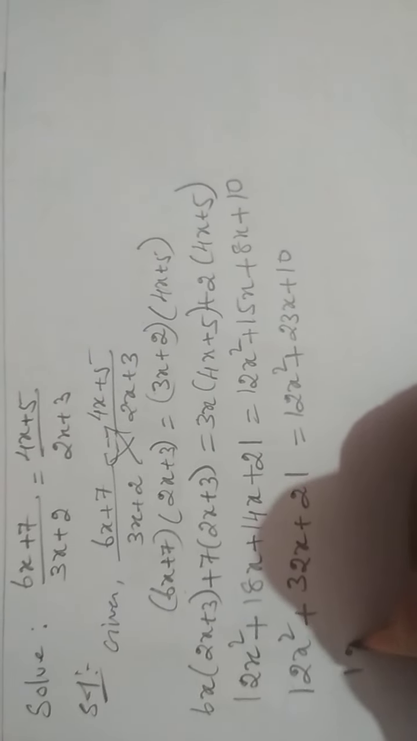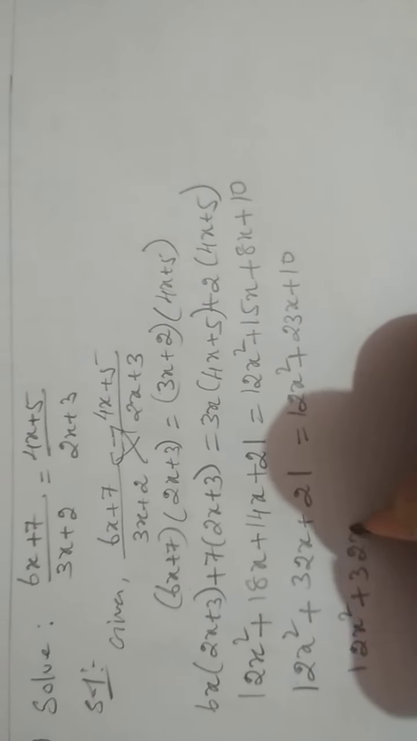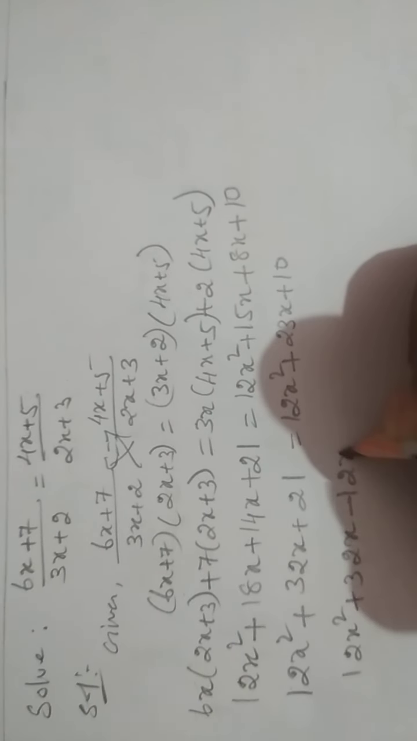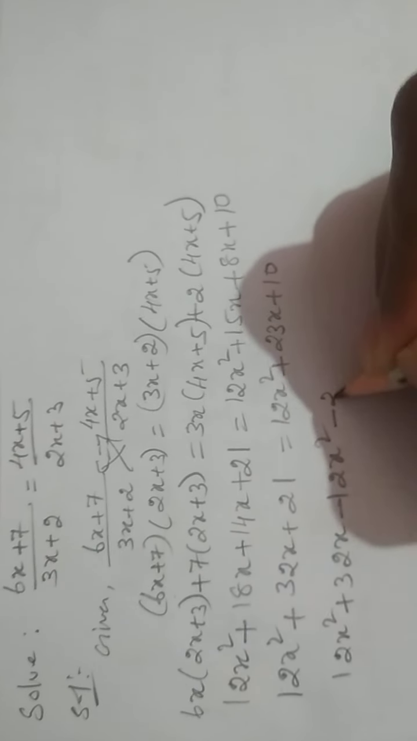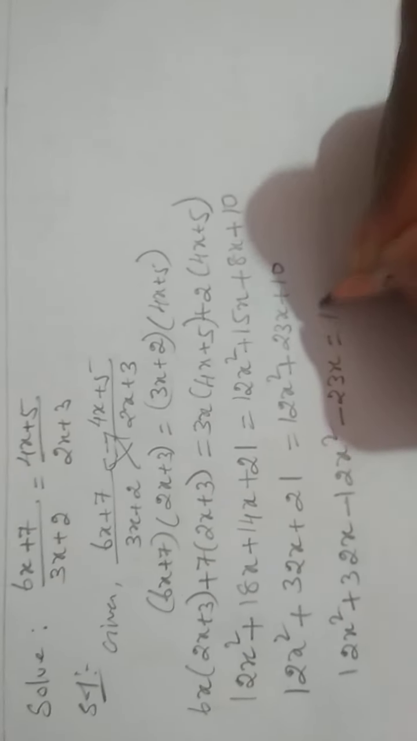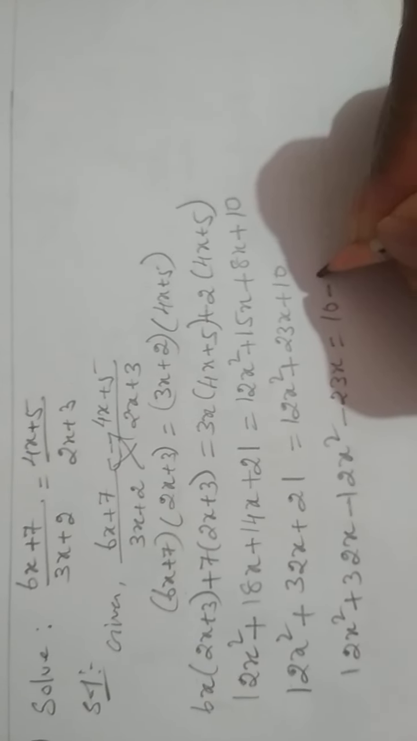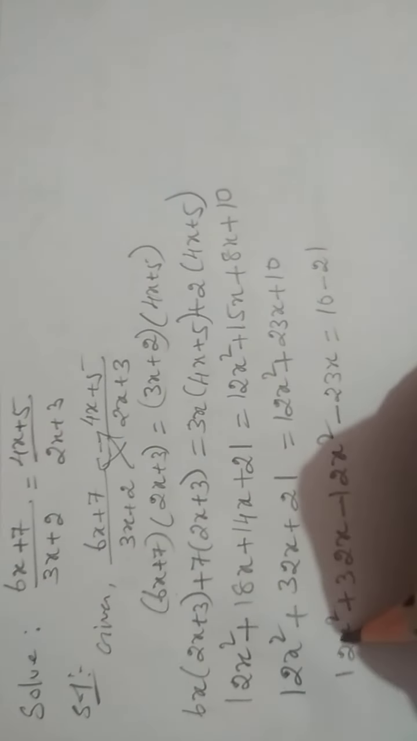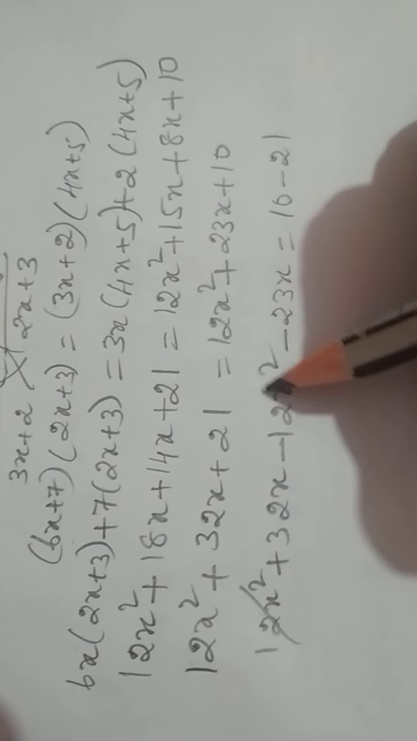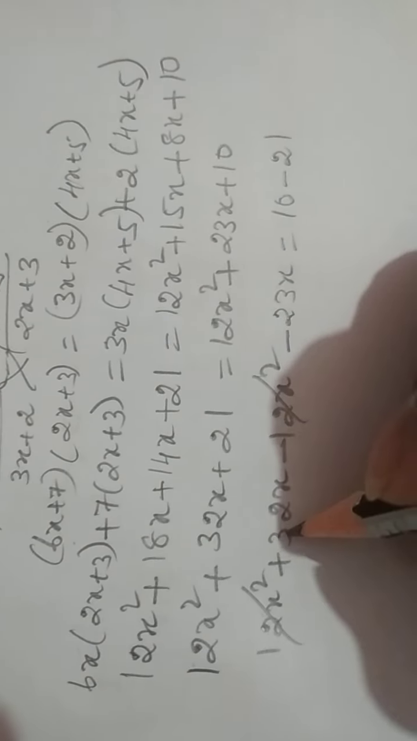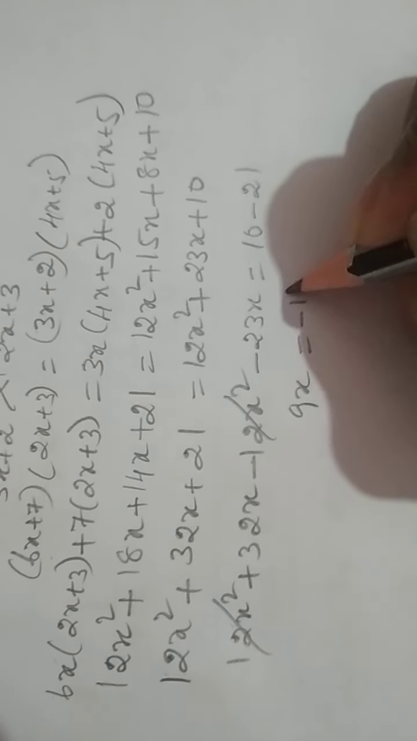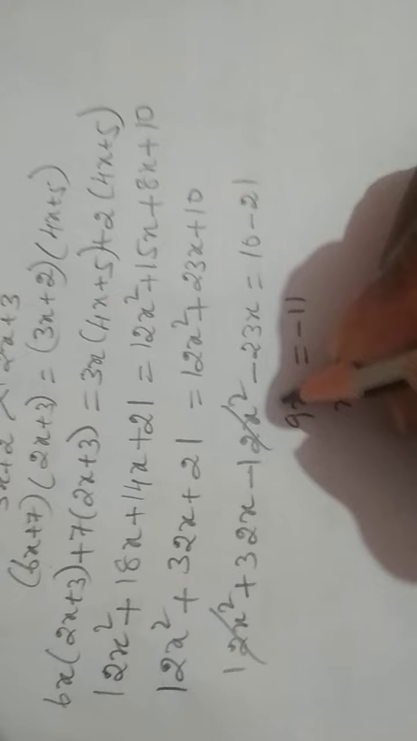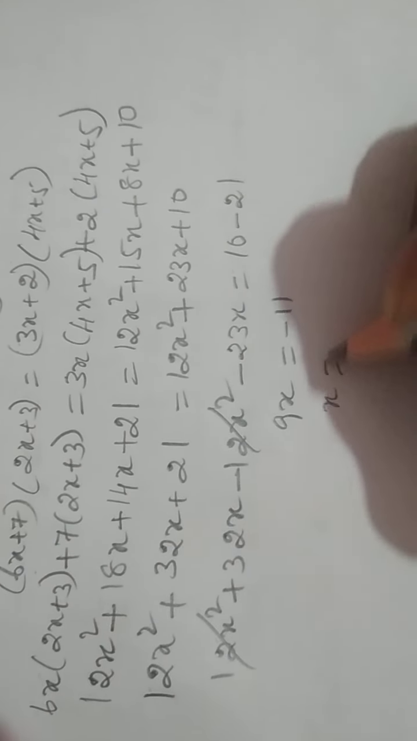So 12x square plus 32x minus 12x square from RHS to left hand side, minus 23x is equal to 10 minus 21. So 12x square minus 12x square cancel. Next 32x minus 23x is 9x is equal to 10 minus 21, minus 11. So x is equal to, we transpose the coefficient of x from LHS to RHS. So x is equal to minus 11 by 9.